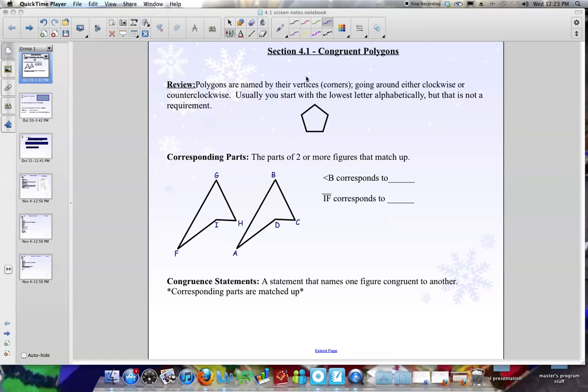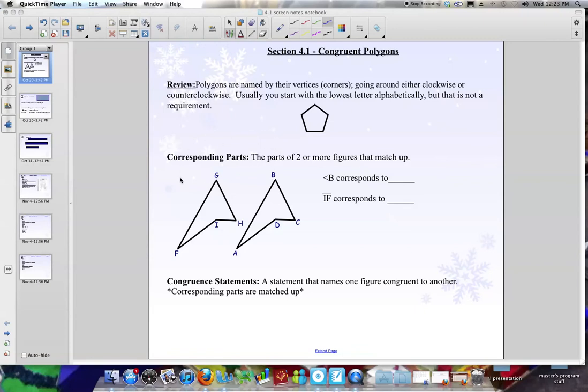Okay, today we are going to do section 4.1 called Congruent Polygons. A quick review from last chapter. Polygons are named by their vertices, which are their corners, and they're going around either clockwise or counterclockwise. Usually you start with the lowest letter alphabetically. So in this one down here, we would look at polygon ABCD. That's not a requirement, that's just how your book will do it.